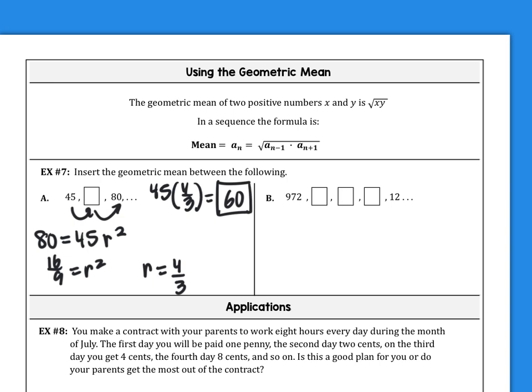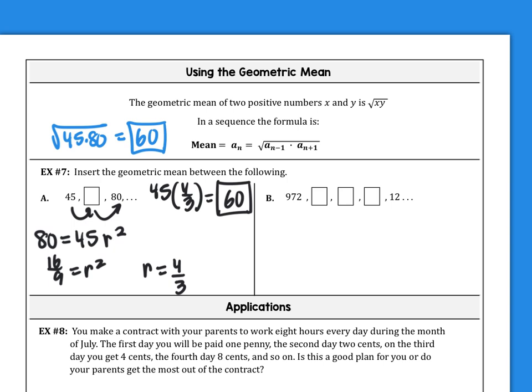Now, if you wanted to use the other method, the one they showed us, we would find the number in the middle by saying the square root of 45 times 80, which will still give you 60. Okay, so your choice. I don't really care which method you use as long as you're getting the right answer.